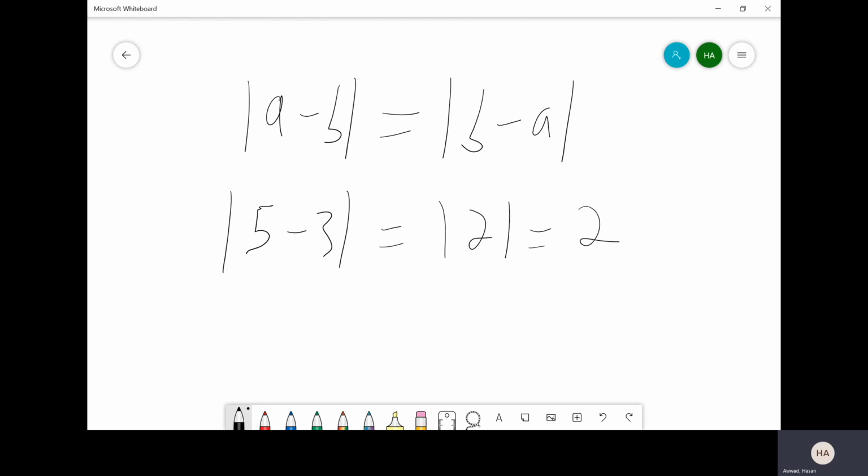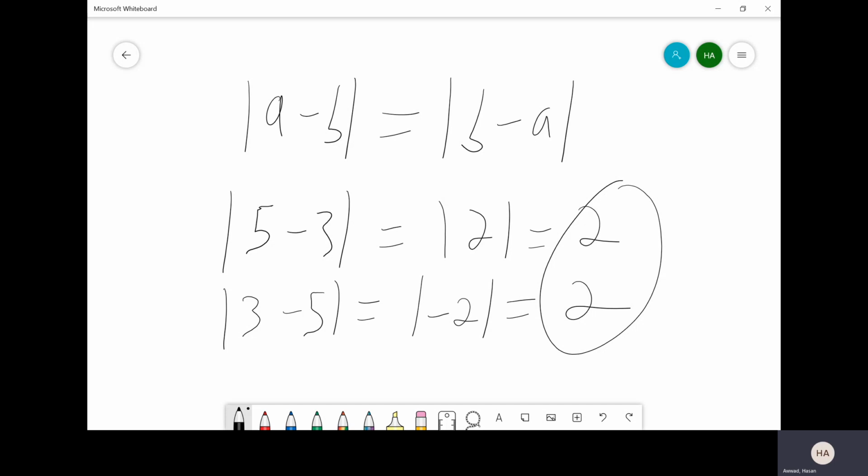Now let's go ahead and flip it. A was 3, right? So we have 3 minus 5. We get the absolute value of negative 2. And remember, if it's negative, it just turns it positive, right? So if it's negative 2 in the absolute value, we just get 2 back. And you see that we get the same number either way, right?